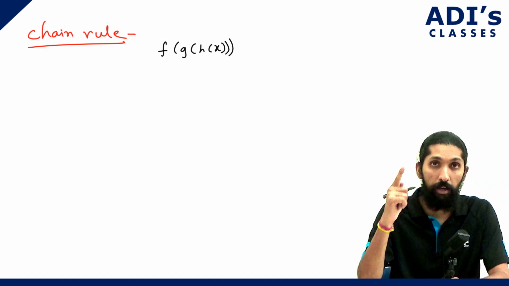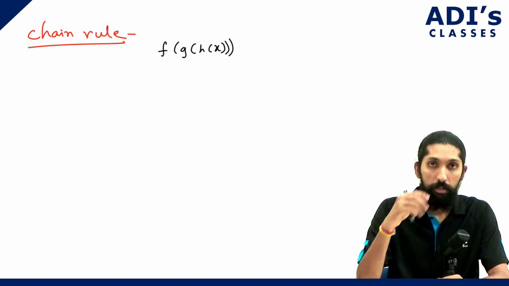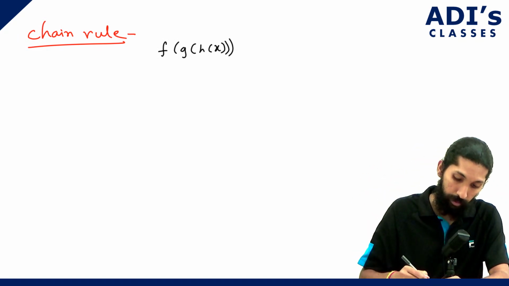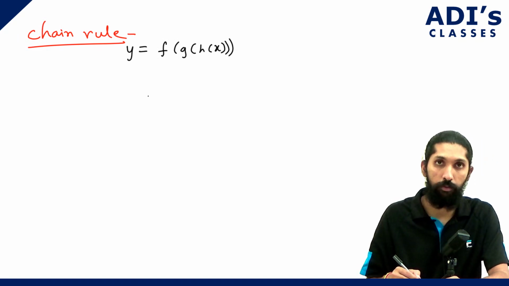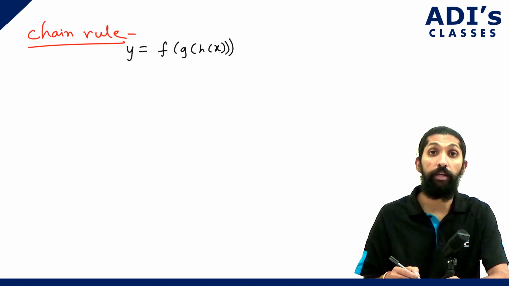Three functions are there, f, g, and h, correct? So we need to differentiate this. Let's say this is y. Okay, so y is equal to f of g of h of x. Now, let me give you an example with this.